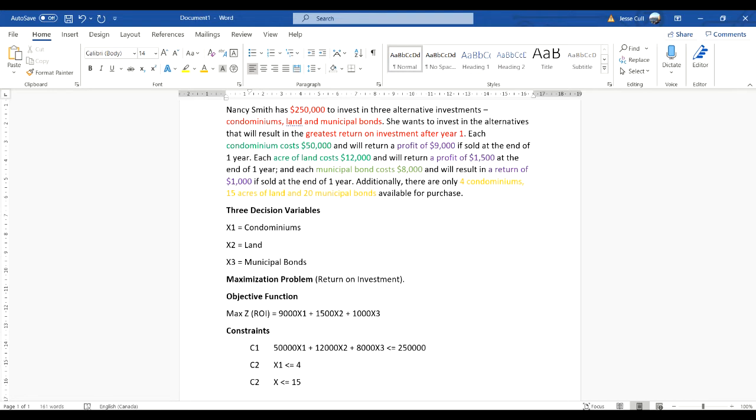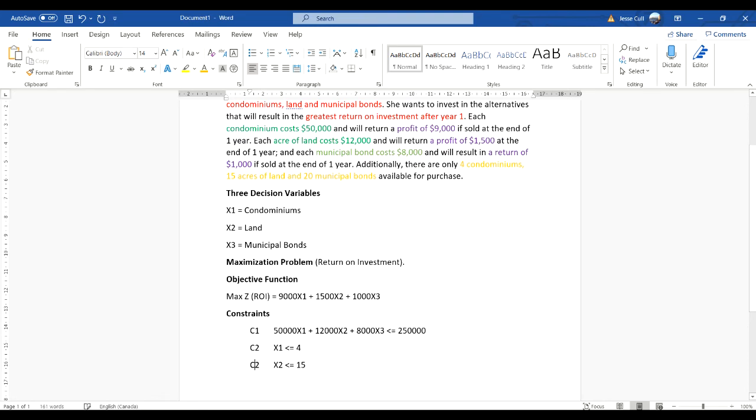Now, in this situation, X2 indicates that we have only 15 acres of land available. The reason is that was stated in the question. We do it one more time. Oh, my mistake.